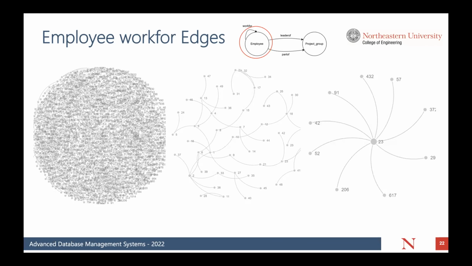We can see it seems like there are a lot of little circles like this. And each circle has a center, just like this one. The 23 is the employee ID, and he is just like the manager. Other employees will work for him.